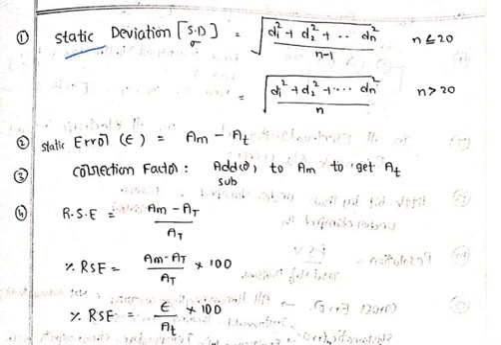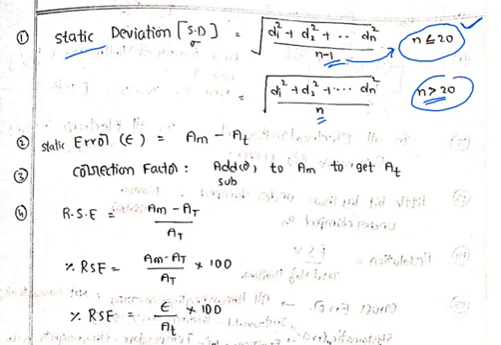Static deviation formula is root over (d1 square plus d2 square plus so on dn square) by n minus 1, when n is less than or equal to 20. Remember this. When n is greater than 20, we have to take n. When n is less than or equal to 20, we take n minus 1. When n is greater than 20, we take n. That is the only difference.